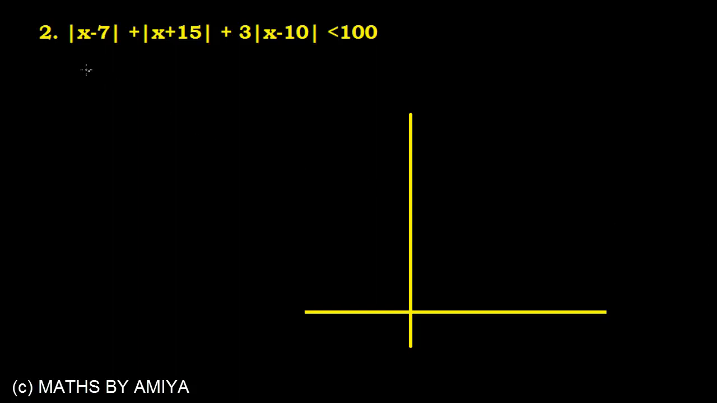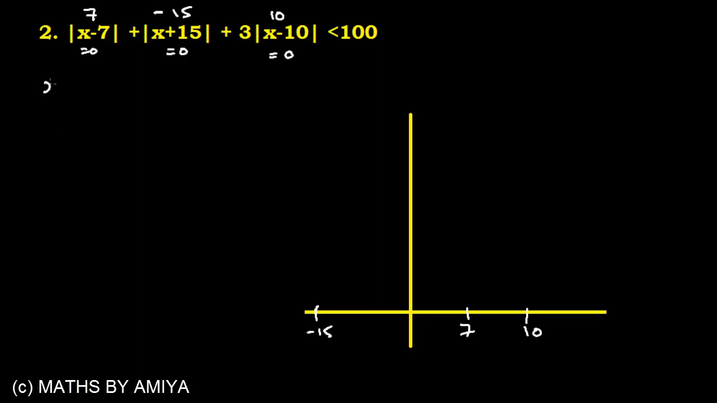Now first of all we need to find the individual roots. The individual root of this one is nothing but 7, this one is minus 15. The meaning of individual root is what? When this becomes 0, x is 7. When this becomes 0, x is minus 15. When this becomes 0, x is 10. So we get the individual roots: plot minus 15, plot 7, plus 10.